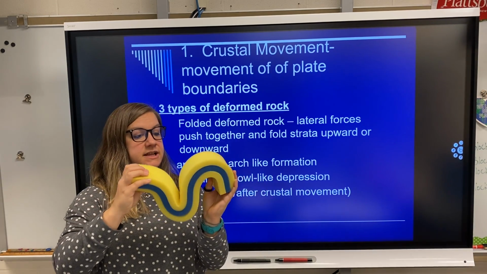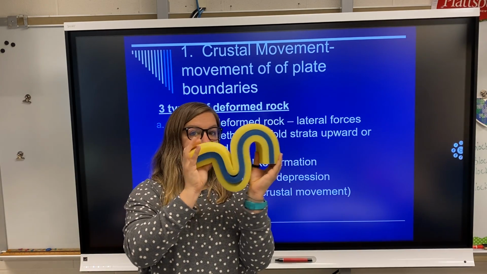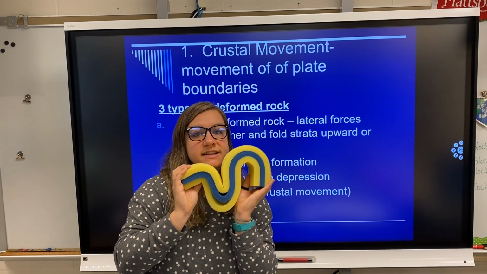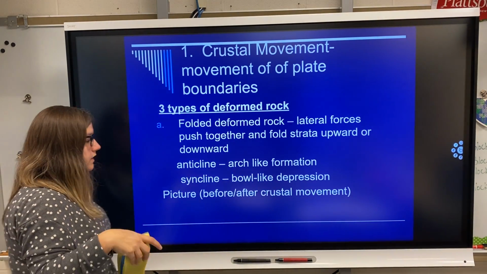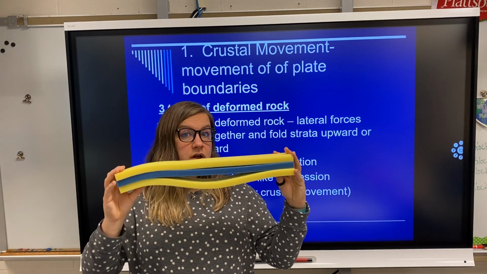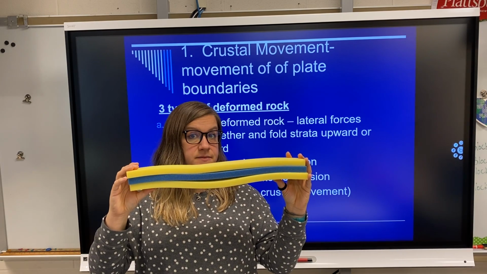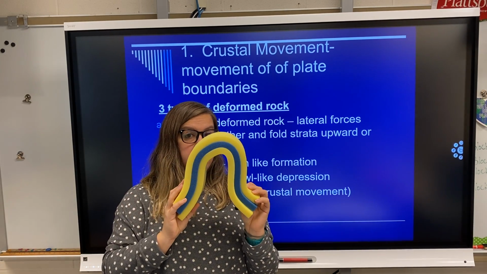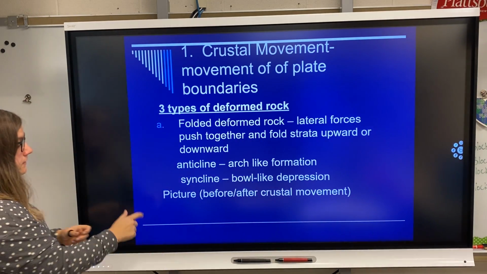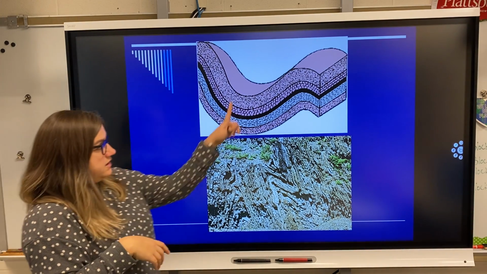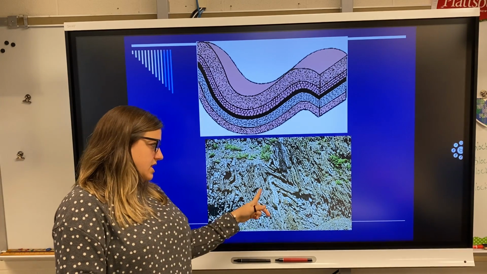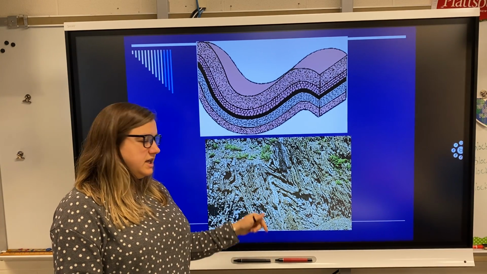Sometimes your anticlines and synclines can work together because there's so much lateral force pushing them together that you have an anticline on this side and a syncline on this side. So draw yourself a picture of before and after. Your before would be horizontal like this, and your after would be anticline or syncline. As you can see, this picture is not that great. I think I have a better picture, but you can just barely see right here that there's an anticline in there.